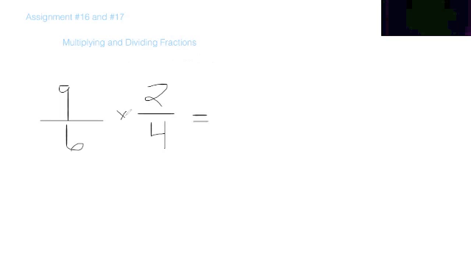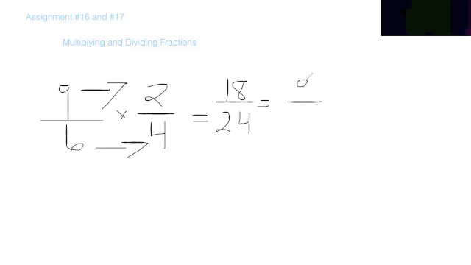So all you're doing in this case is you're just multiplying across. That's it. So 9 times 2 is 18. 6 times 4 is 24. And then you have to decide, okay, well then, is this my answer or can I simplify that? So in this case, yes, you can simplify it by dividing both by 2 because both the top number and the bottom number are even, so they can both be divided by 2. So 18 divided by 2 is 9, and then 24 divided by 2 is 12.